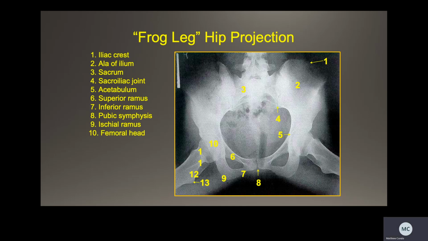Number 10 is going to be the femoral head. So that femoral head is going to kind of hide behind the acetabulum a little bit. And 11 is going to be the femoral neck. 12 is going to be the greater trochanter. And 13 will be the lesser trochanter.